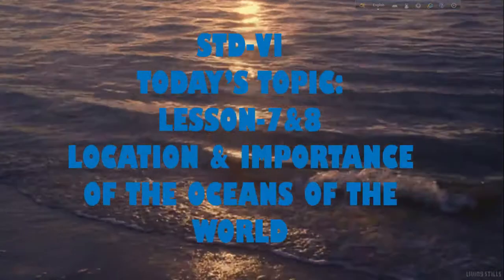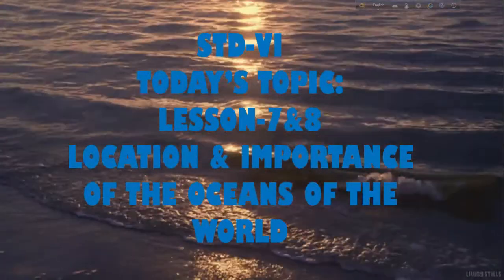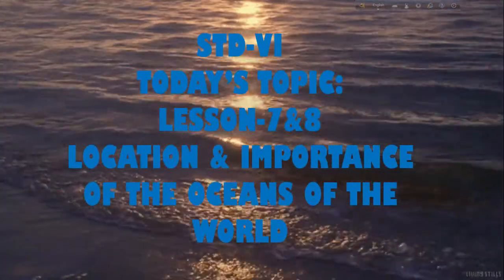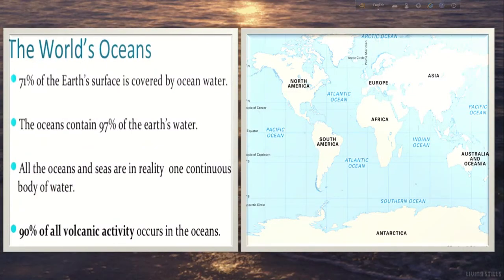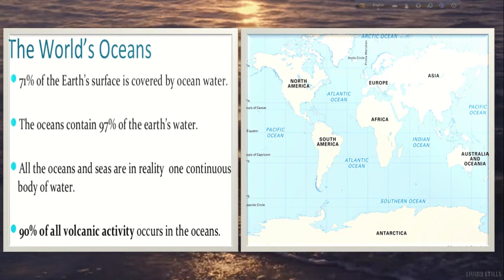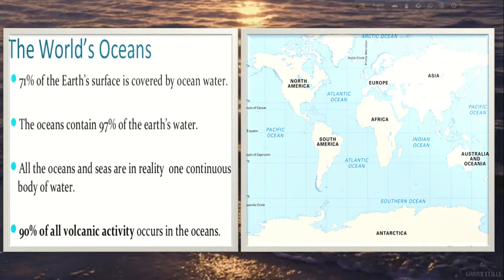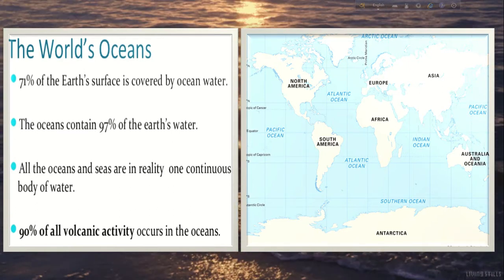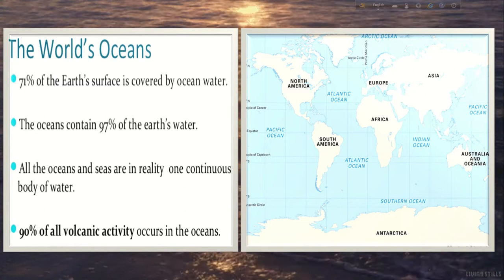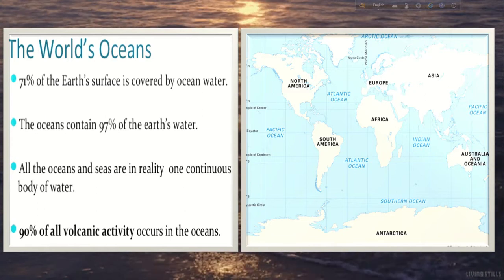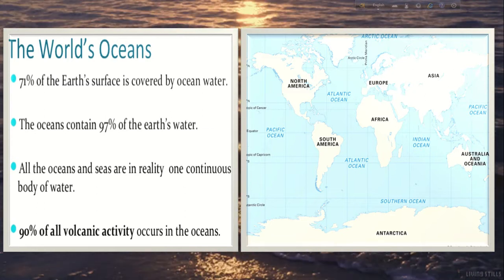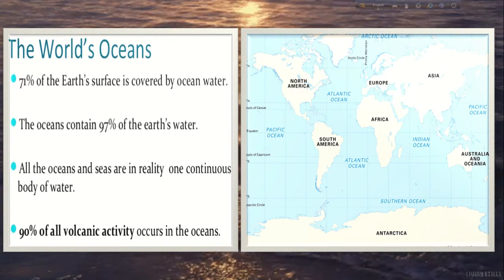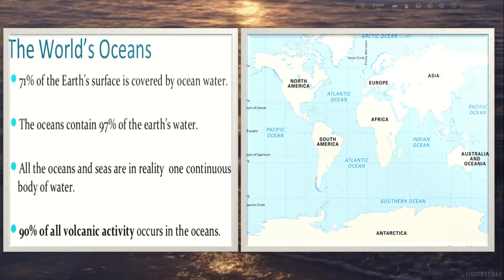Today I am going to discuss from your BGS book lesson 7 and 8, location and importance of the oceans of the world. By this time you have learned something about the sea, ocean and bay or gulf. Now I will tell you in detail about the oceans. And you know one thing, there are 5 oceans in the world, and these are Pacific Ocean, Atlantic Ocean, Indian Ocean, North Ocean and South Ocean.